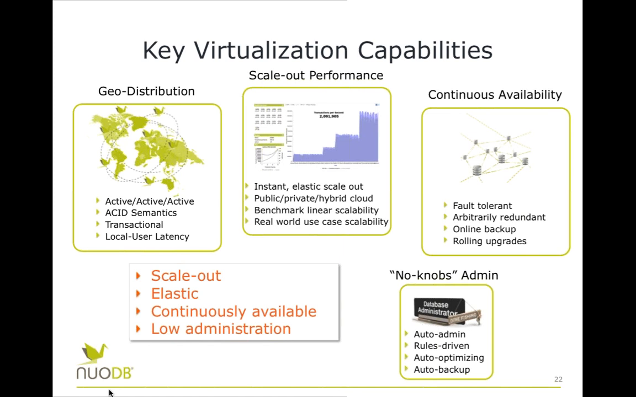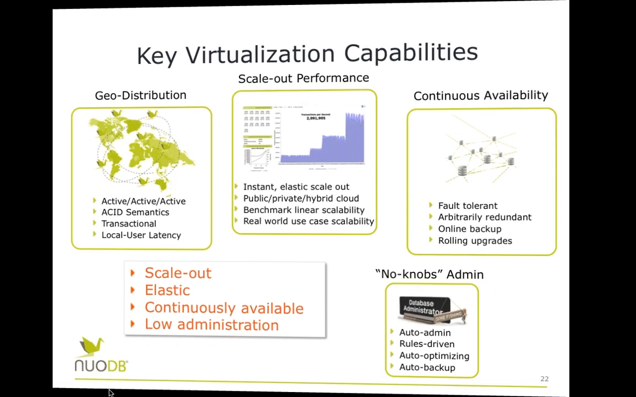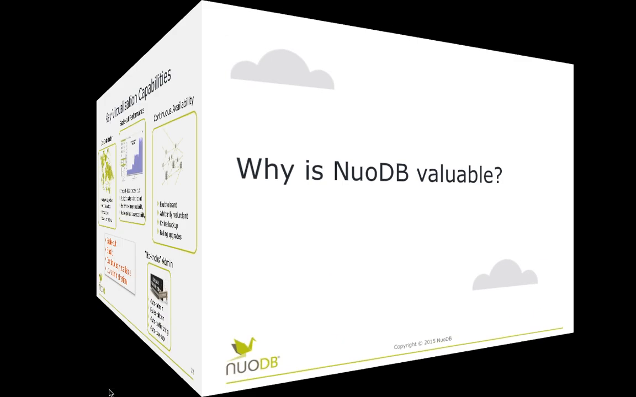And the other thing is what we call no-knobs administration, which means high levels of automation. If you're going to deploy on the cloud, you're going to deploy in multi-data centers, you do not want to have highly expensive, heavily workloaded DBA teams. You need to keep that to a minimum, or else your costs are going to go through the ceiling.